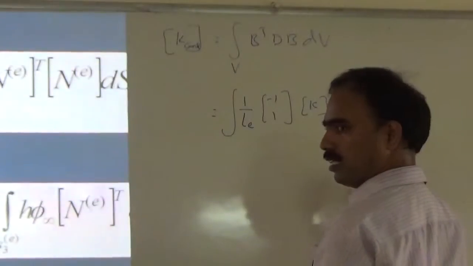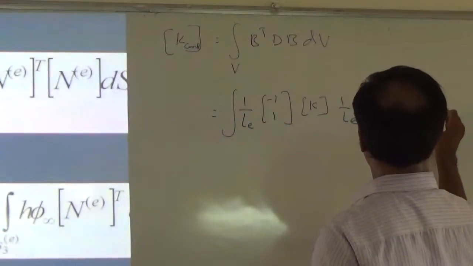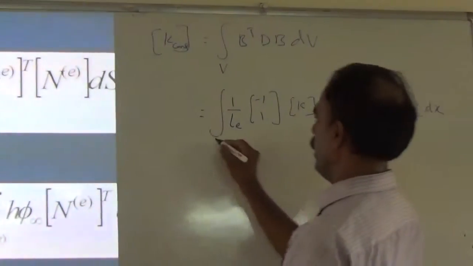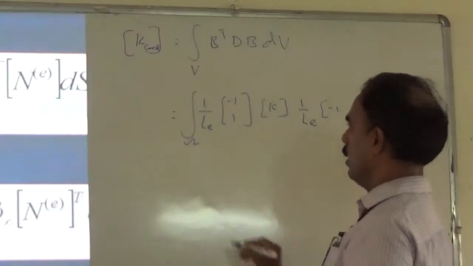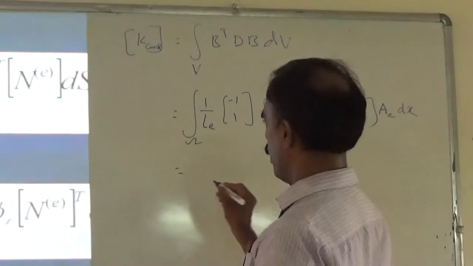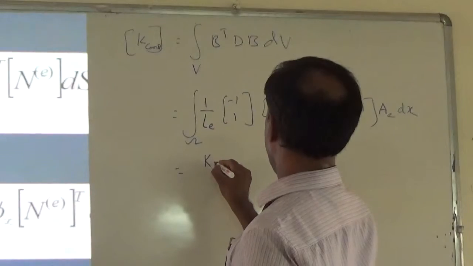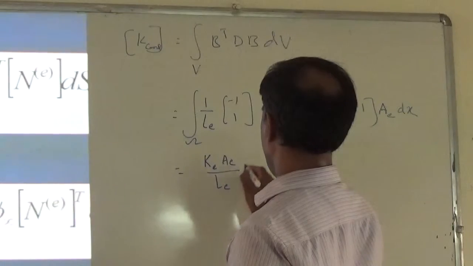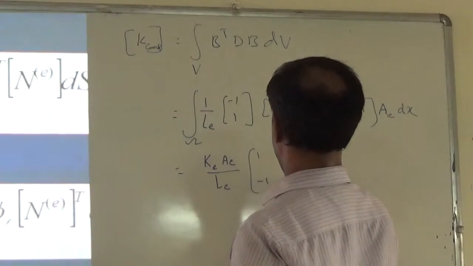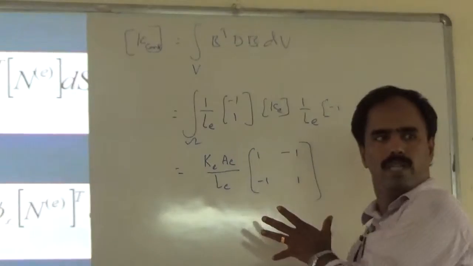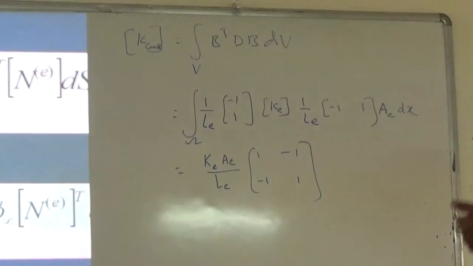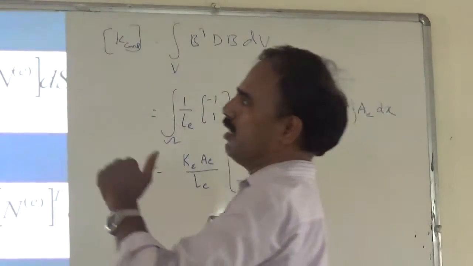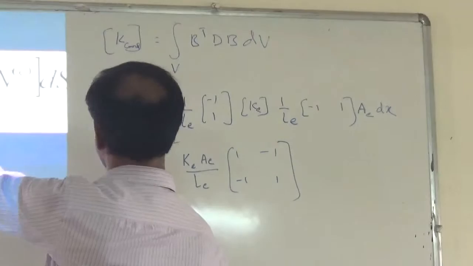The cross-section area is a constant, and the length is dx. Since it's a constant term, you can take it outside of the integral. Then you multiply it, and what you will get is A k by LE times the matrix 1 minus 1, minus 1 1. This is very similar to our structural stiffness matrix; instead of Young's modulus, we have thermal conductivity. Now let's take the second term, the convection term.